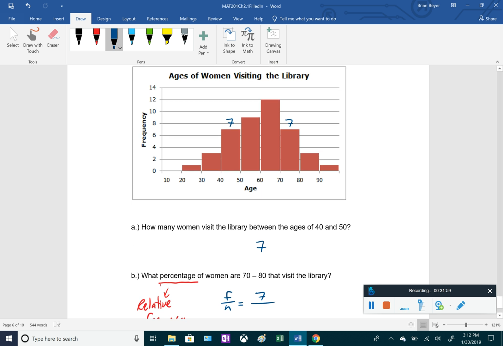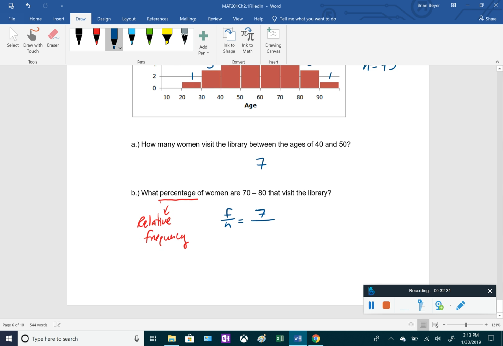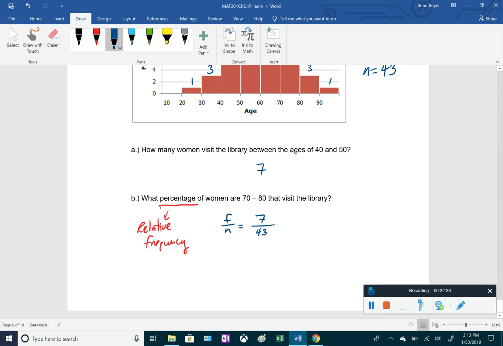To find the total number of data entries, we have to find the frequency for each bar, for each different class, and then add them up. For the first one, 20 to 30 is 1, 30 to 40 is 3, 50 to 60 is 9, 60 to 70 is 12, 80 to 90 is 3, and then 90 to what is most likely 100 is 1. If we add all of those up, this gives us a value of 43. So the relative frequency for that class is 7 over 43, which is 0.16. That means the percentage of women who are 70 to 80 that visit the library would be 16%. Okay, and that's it for chapter 2.1.